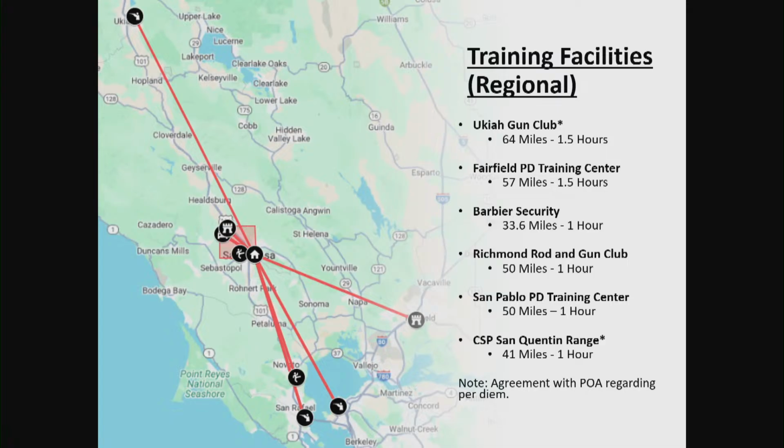But it's out of county and over 50 miles. We have a side letter with the POA. We're technically supposed to pay our officers per diem if they go out of county or over 50 miles. And we actually have a side letter with them, kind of an unofficial agreement that we don't pay them. So that saves us, I think the total I did real quick is $3,600 per block that we save by not paying them their per diem.